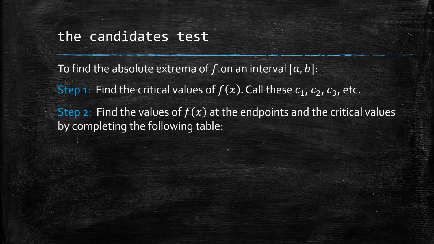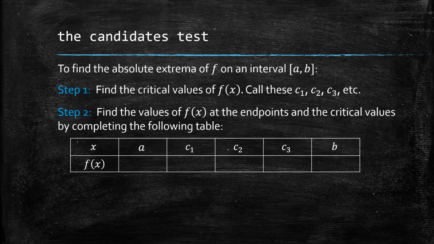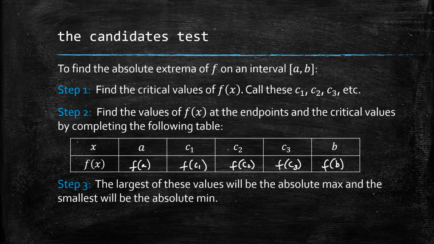Step two is to find the values of the function at the endpoints and the critical values. And often it's nice to organize it by completing a table that looks like this. So A, C1, C2, C3, and B are the only candidates, as we discovered in the last slide, for absolute extrema. So you would take your endpoint A and plug it into the function, and repeat for all of these. So you're just evaluating the function at all of these candidate values of x. And not surprisingly, the largest of these values would be the absolute max of the function over that interval, and the smallest will be the absolute min.